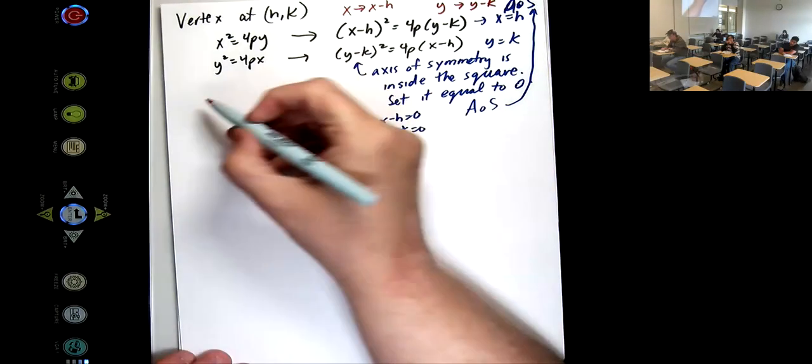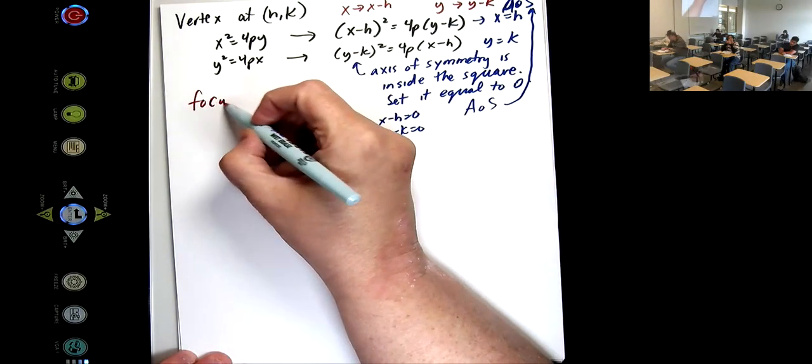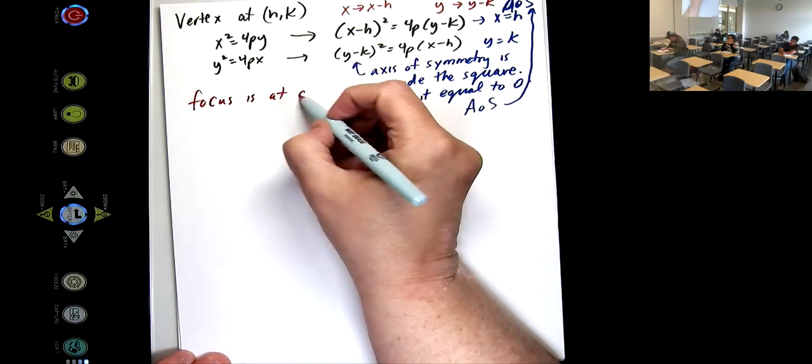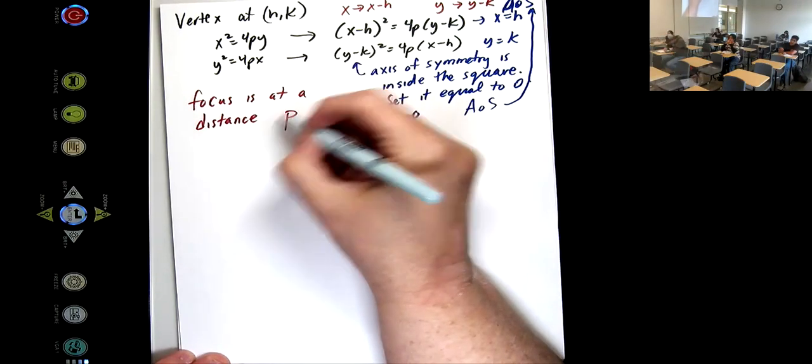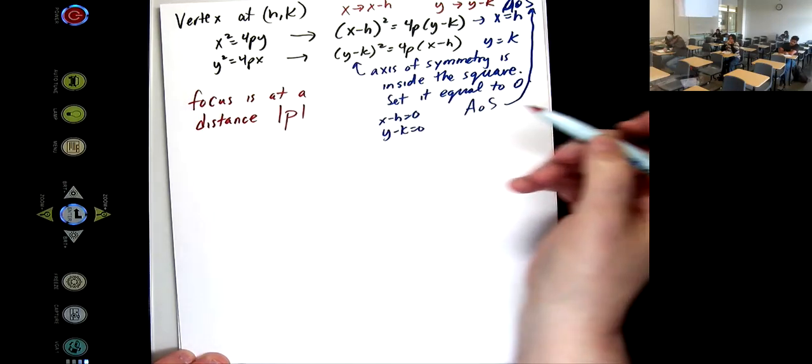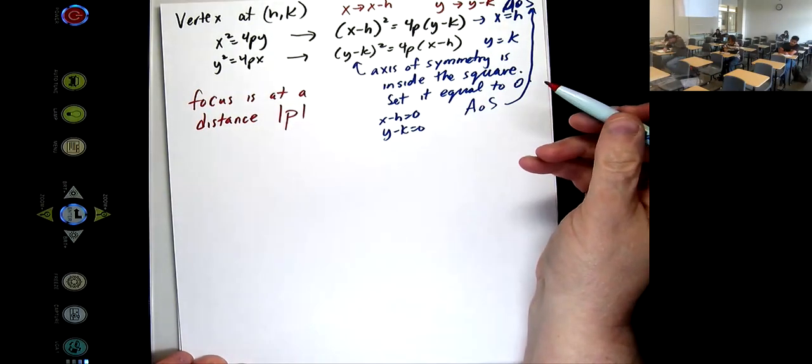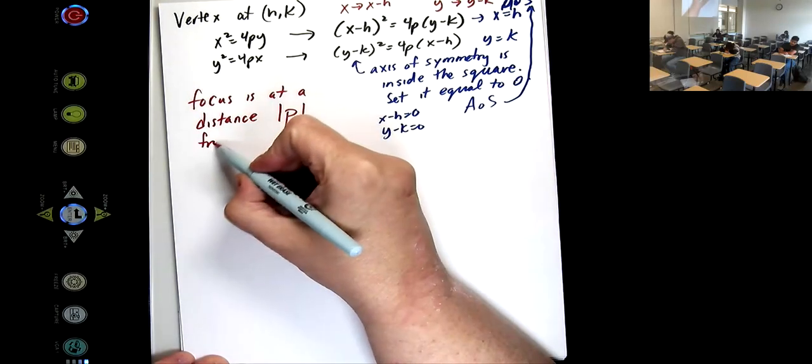And just remember, the focus is at a distance. I would say p, but since I'm using distance, it needs to be positive. So we'll say absolute value of p from the vertex.